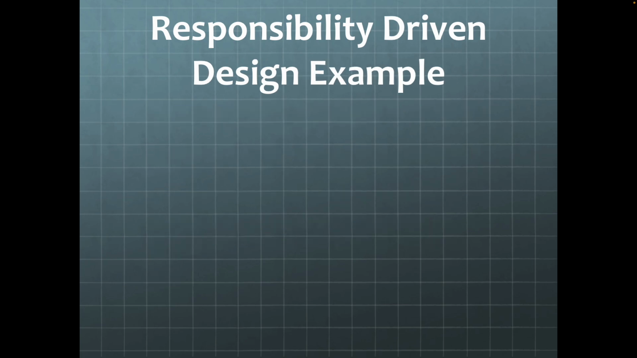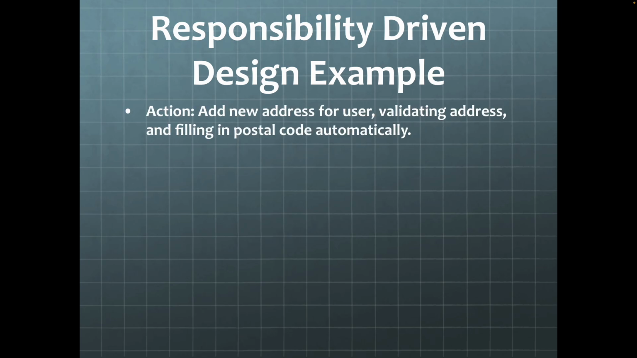So let's look at an example of this. I'm just going to show a very simple Ruby example. The action is to add a new address for a user, validating the address and filling in the postal code automatically.